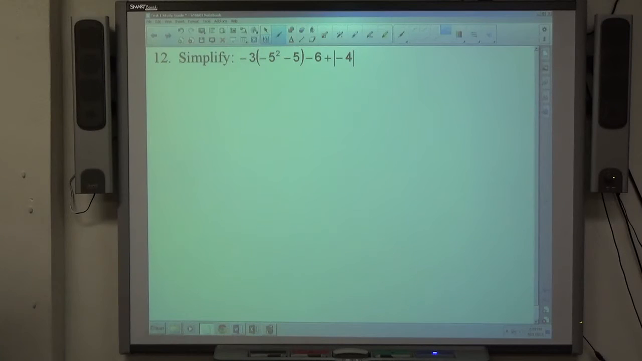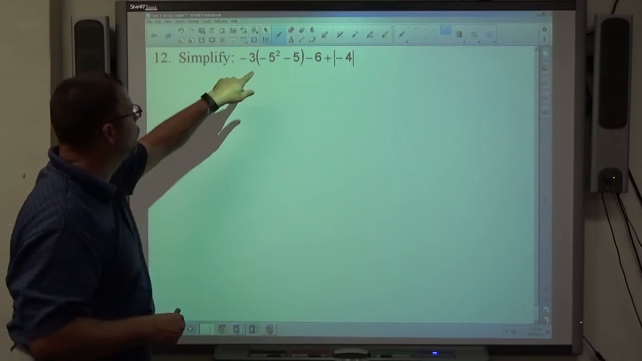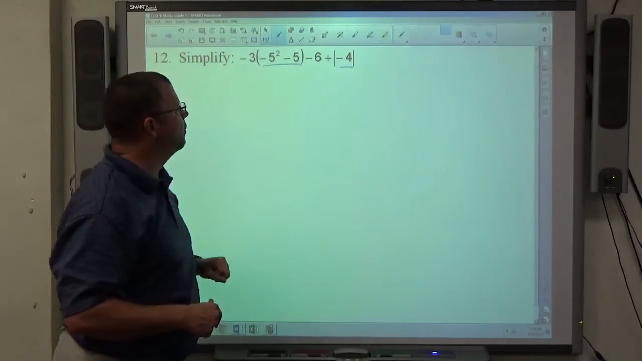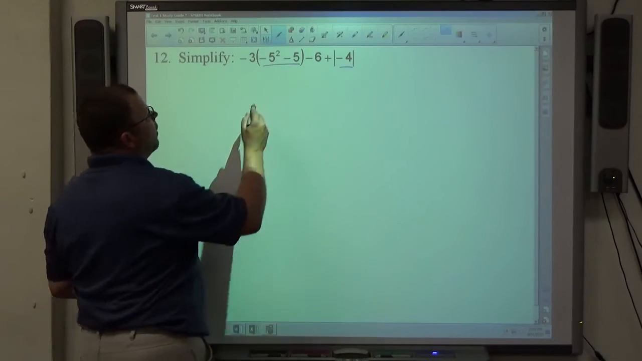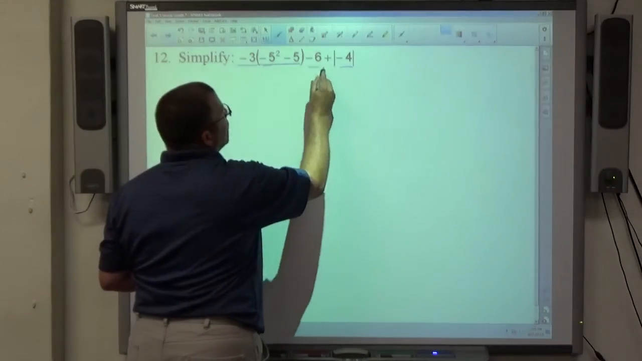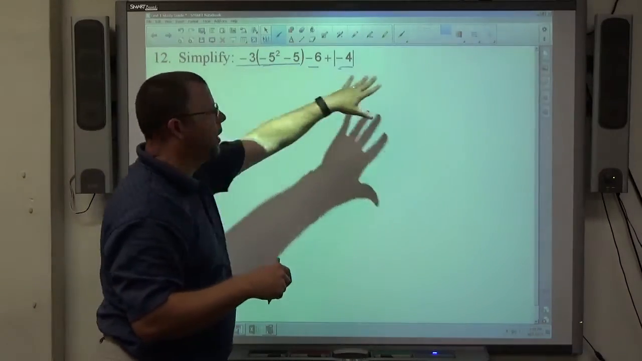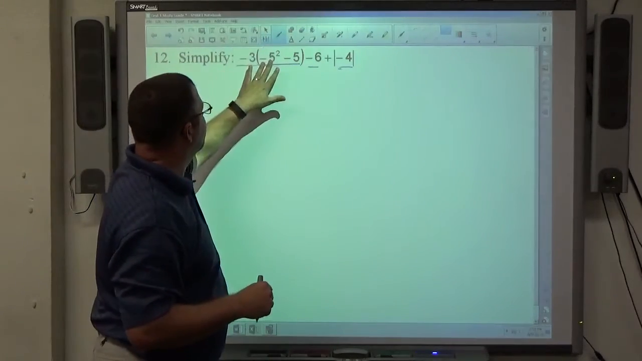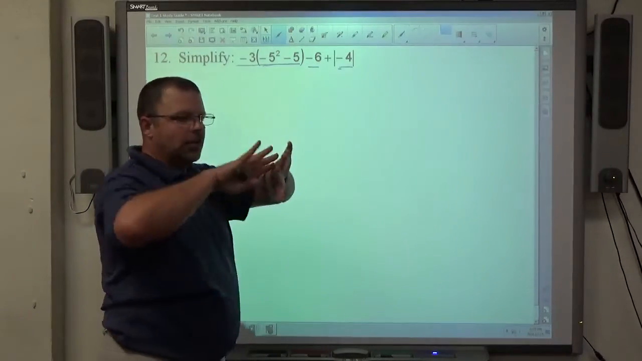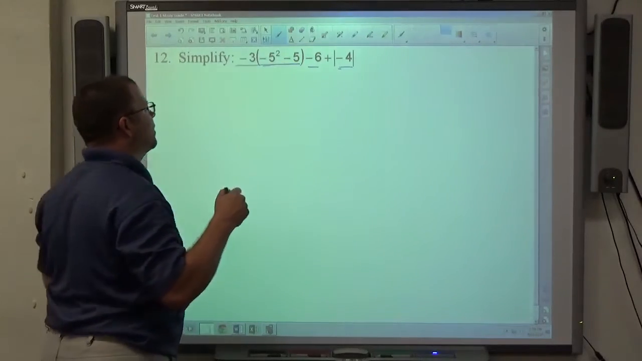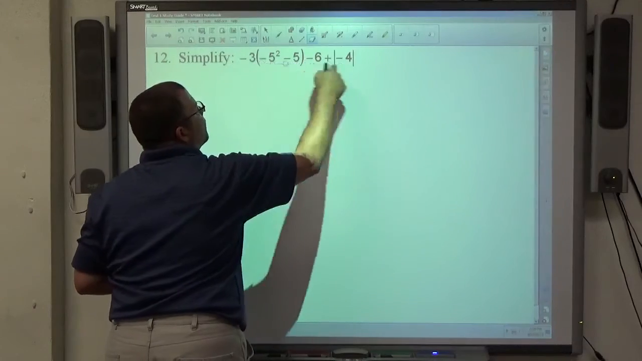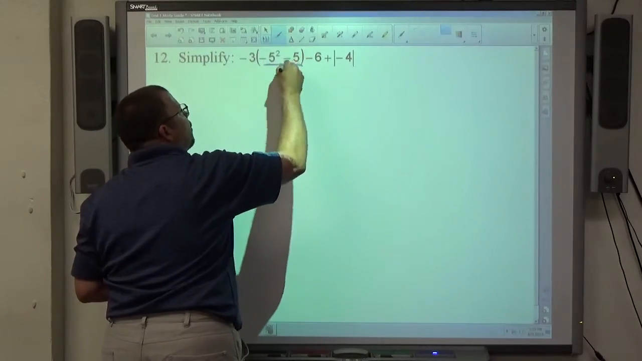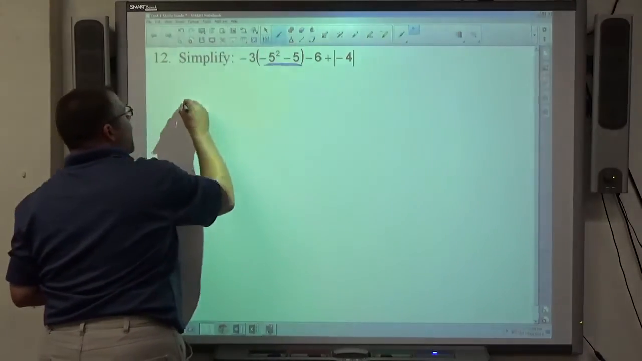Number 12, we're supposed to simplify this expression following the order of operations. I've got some grouping symbols here. I've got some absolute value bars, which kind of fall into the category of grouping symbols. All this stuff's being multiplied, this is being subtracted, that's being added. So basically you have three pieces to this problem. So I can work with this at the same time I work with that because they're so far away from each other they don't affect each other. That's legal. So if I focus on this whole thing here, I'm going to focus first on this part here. So the -3 I'm leaving alone.